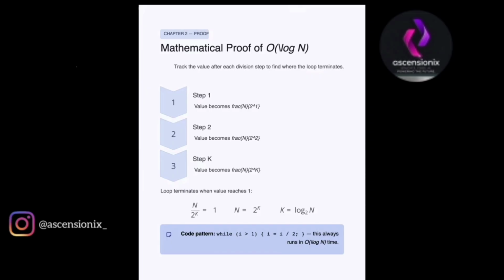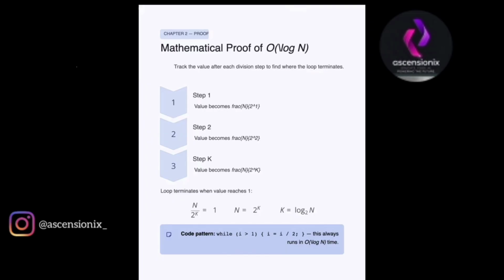Okay, let's verify this with our previous example. Okay, n equals 100. If you take log base 2 of 100, since 2 to the power 6 is 64 and 2 to the power 7 is 128, the value is 6 something. So taking the floor gives us 6. It matches our manual trace perfectly, correct?